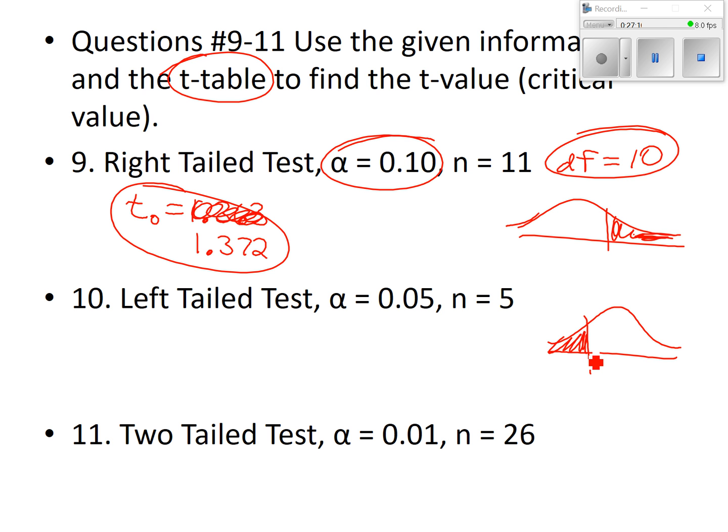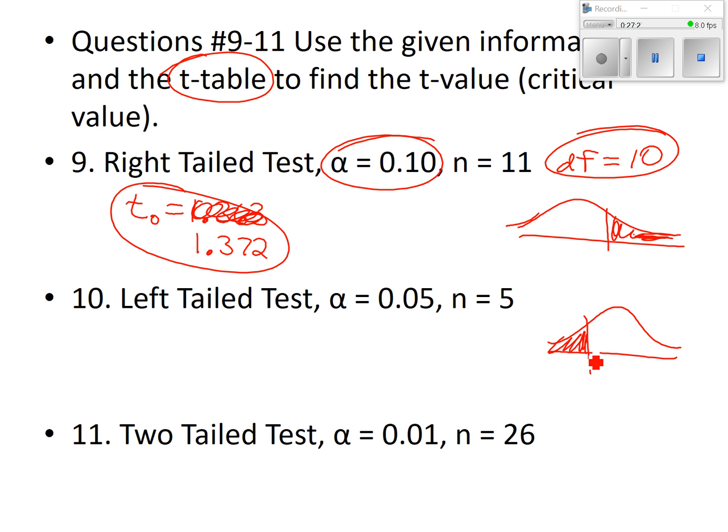Doesn't say anything. Oh wait, left-tailed would be negative, right-tailed would be positive, and two-tailed would be plus and minus. So we don't have to do anything special. That's all it says. We just decide if it's positive or negative.